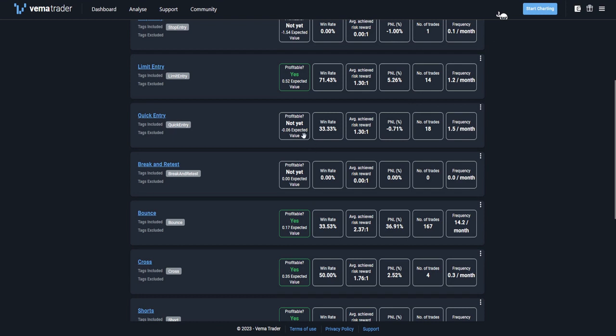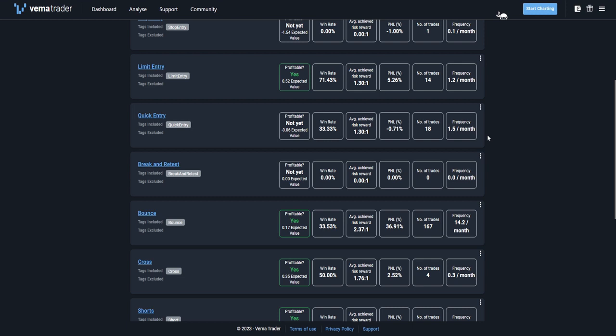Now, if we get to his quick entries, he has a negative 0.06 expected value. Now, 18, it's not the biggest data set, but anything over 20 to me is pretty reasonable. You're going to have pretty accurate data. So he's getting quite close to that.